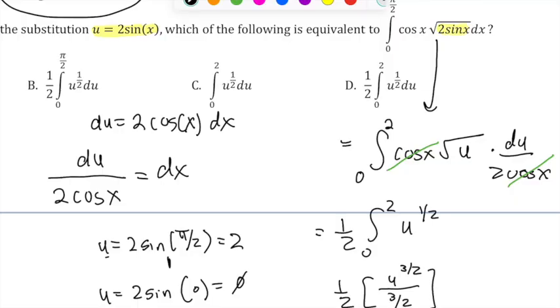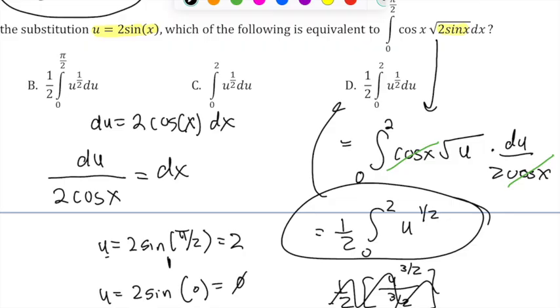And I actually did too much work. That's not what the question was asking. The question was asking about the u substitution, which is right there. That is D. I got excited and I was going a little bit further.